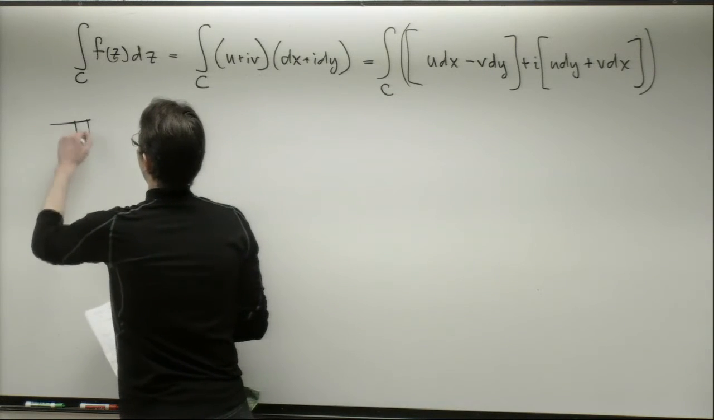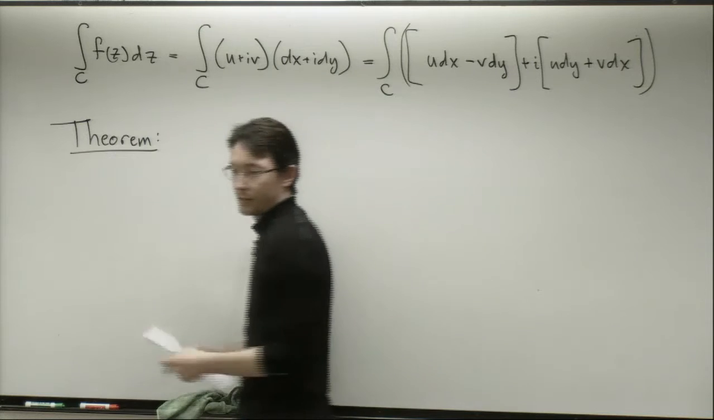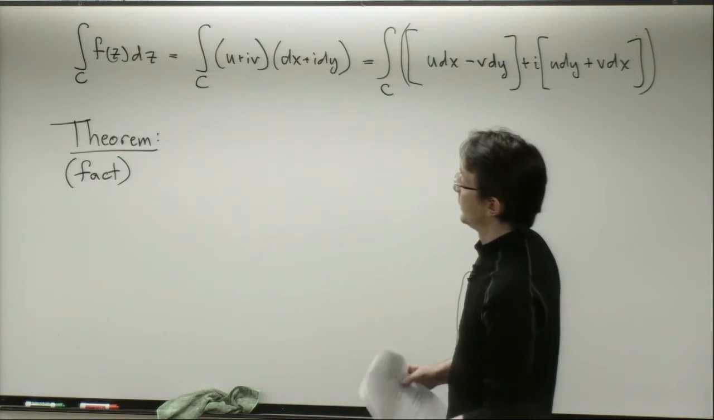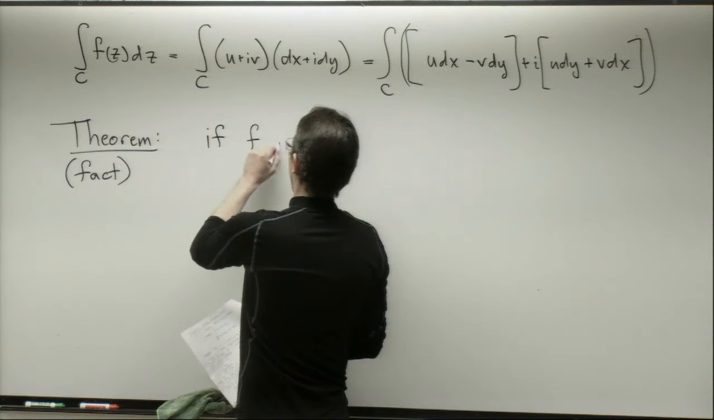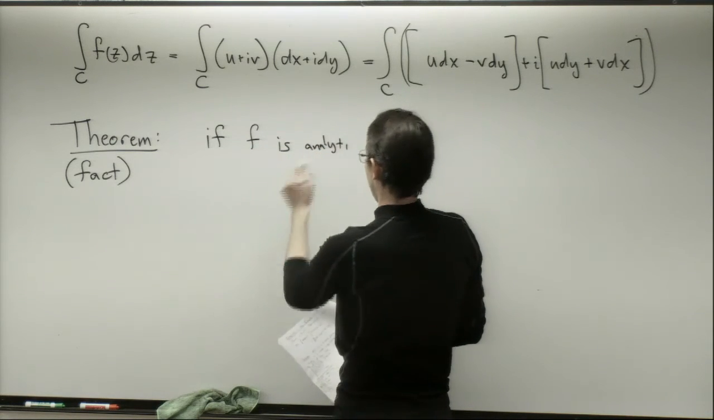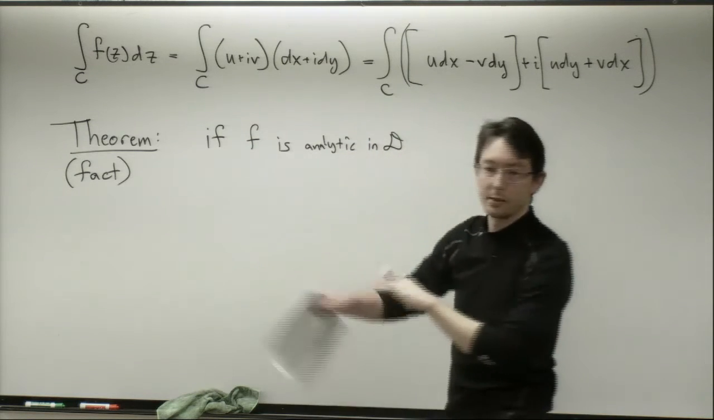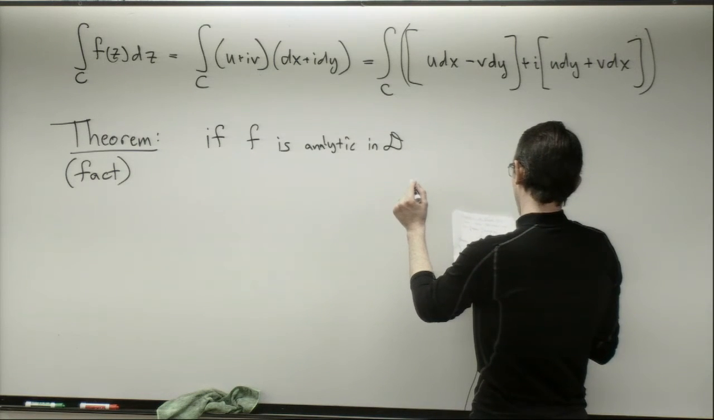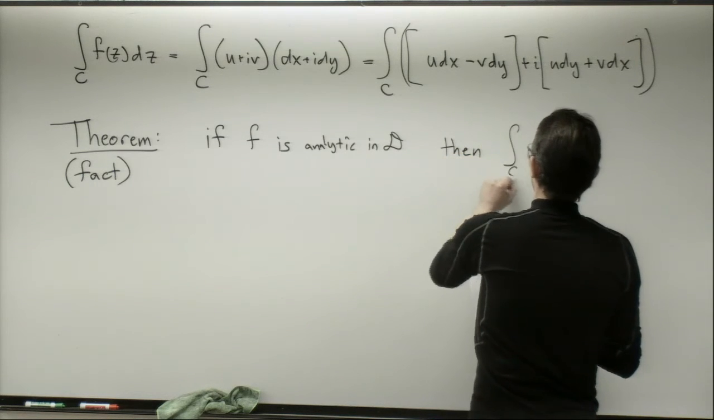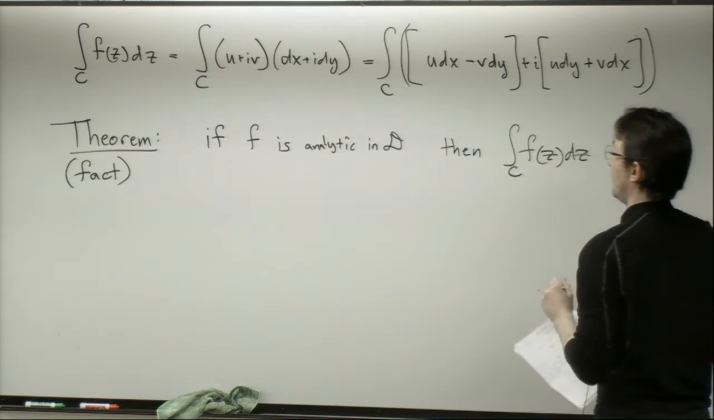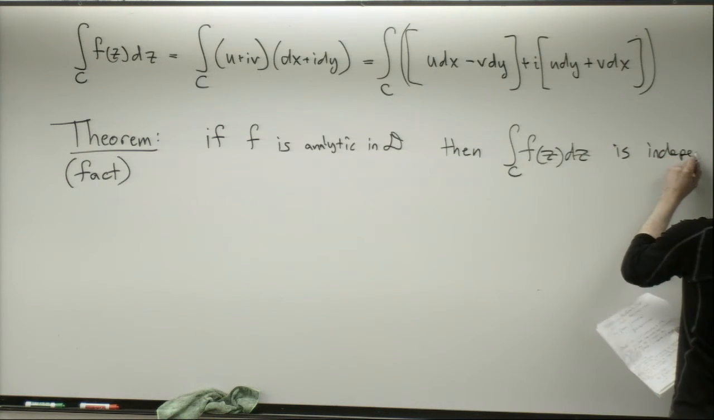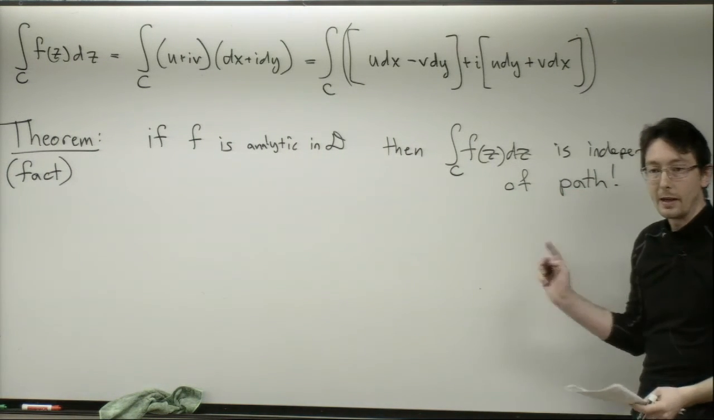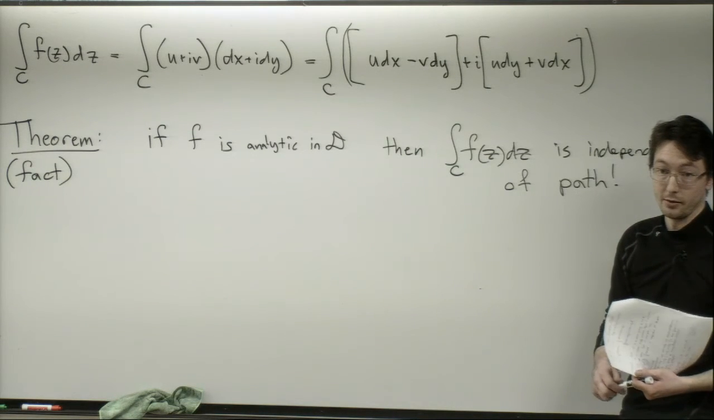So what I'm going to tell you, I'm going to say that it's a theorem, but I don't think we're going to prove it. But it's important. This is just a fact. When I say theorem, this just means that there's a fact that you can use. A usable fact is that if f is analytic in D, and D has those nice properties that it's simply connected, closed region, it doesn't have any holes in it, then the integral of f of z dz is independent of path. It's independent of the path that I took to get from z1 to z2.